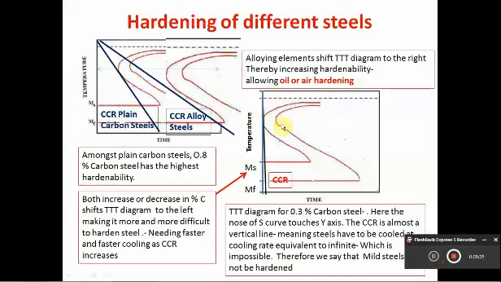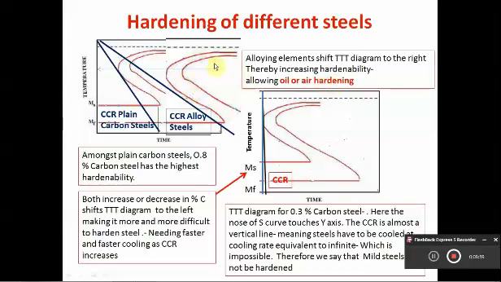Here three different TTT diagrams are shown, and they show the effect of alloying elements on critical cooling rates. An alloying element shifts the TTT diagram to the right, therefore increasing the hardenability, that is, the ability of getting hardened, and that will be allowed with oil or air hardening.